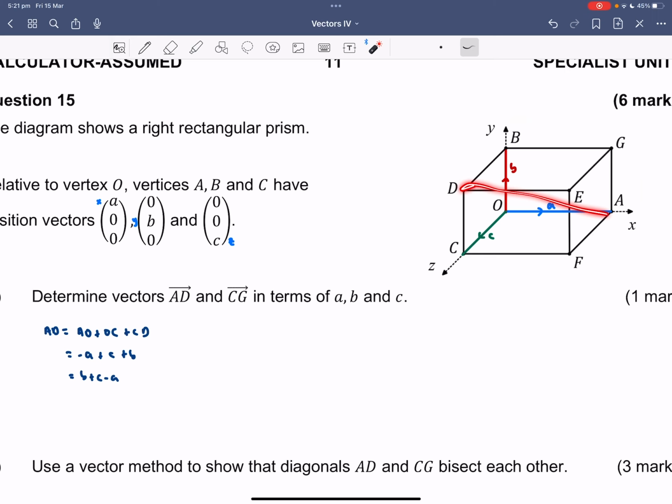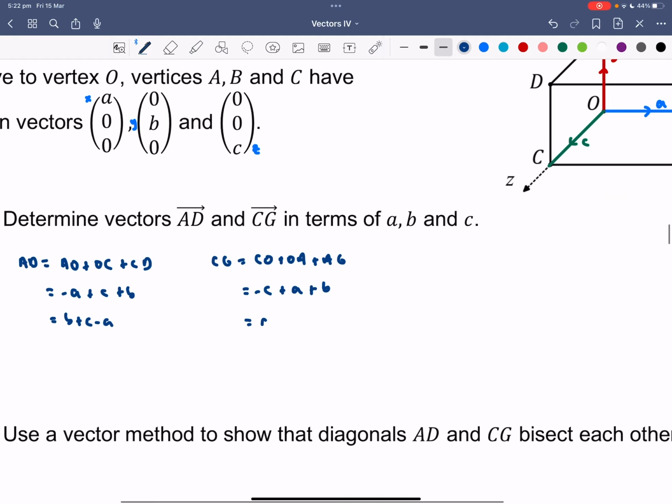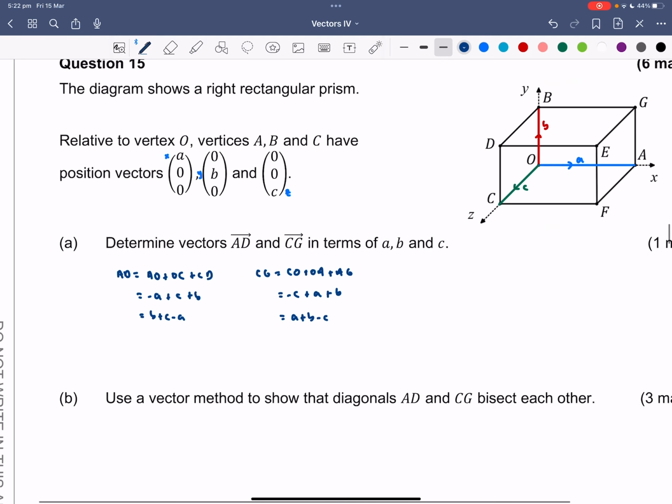All right, CG, C to G. So AD is one of the diagonals, and C to G is the other diagonal. To get from C to G, I'll just go there, there, and there. C to G is C to O, plus O to A, plus A to G. C to O is negative C. O to A is just A, and everyone should realize that A to G is the same as O to B, so it's just B. If I write this one politely, it is A plus B take C.